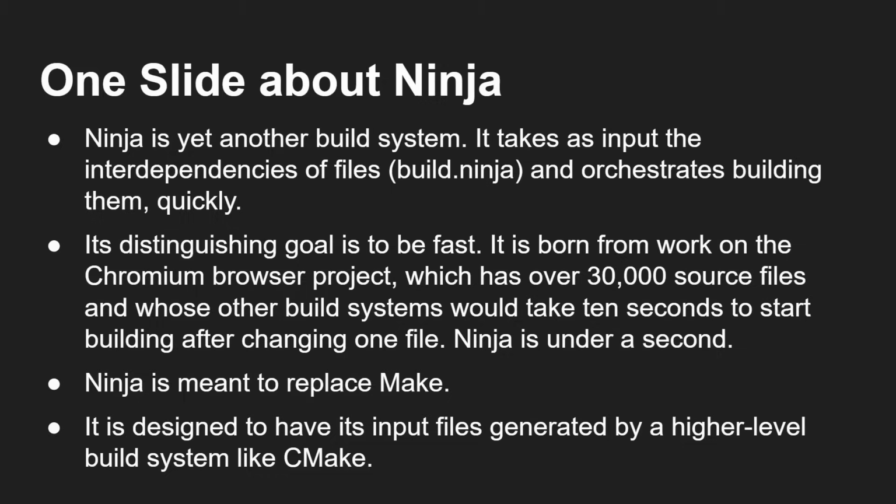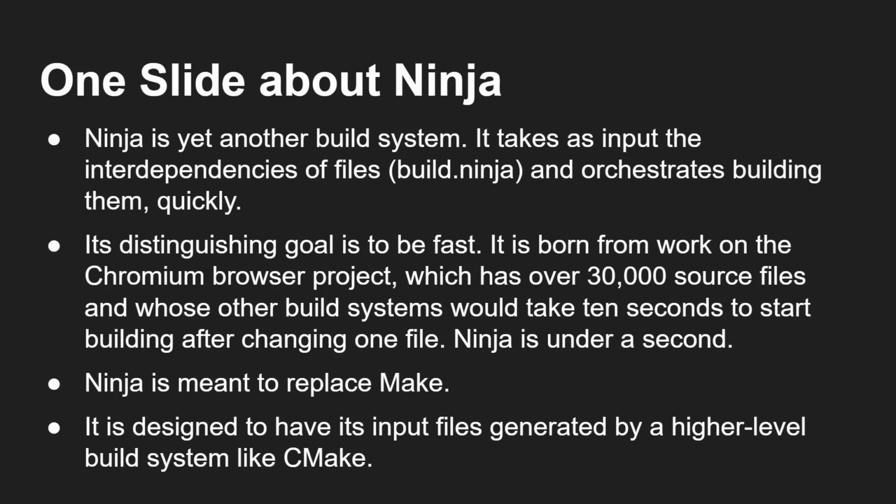It's born from work on the Chromium web browser, which has over 30,000 source files. And other build systems like Make can take up to 10 seconds before it even starts to make the file, even before it starts compiling, because it's running around trying to work out what's changed, what needs to be compiled, what's the order of work that needs to be done here. Now Ninja can do the same thing on Chromium in under a second.